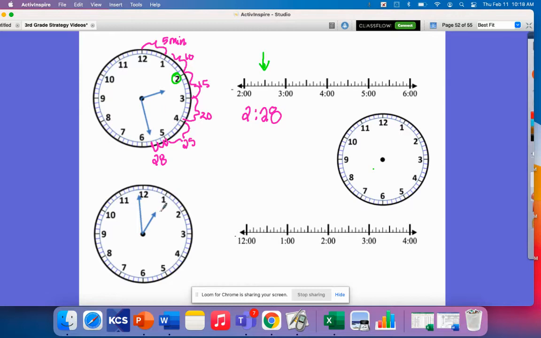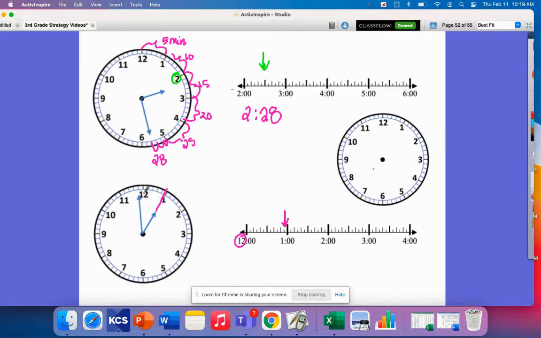This one looks like if I looked here at 12, it's not this line. It's probably like right in here, right about right there. So it's close to 1, but it's not quite there yet. So that still means that I'm at 12 something. I'm at 12 o'clock with some minutes past.